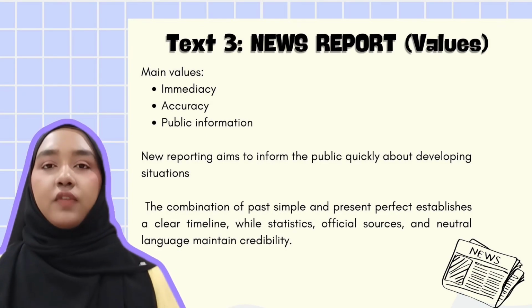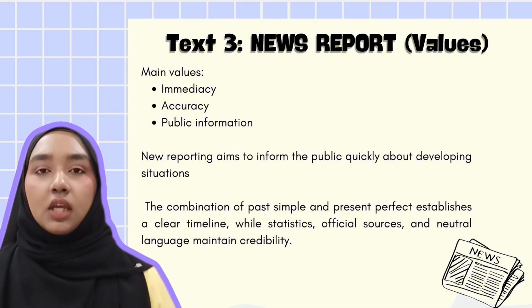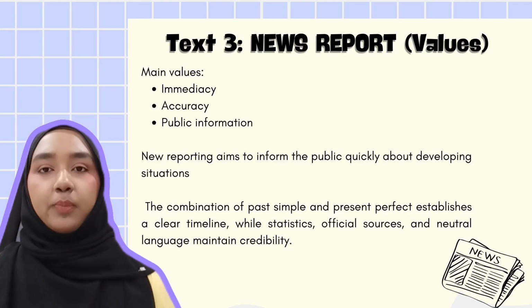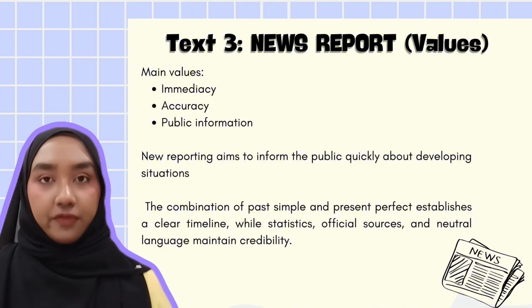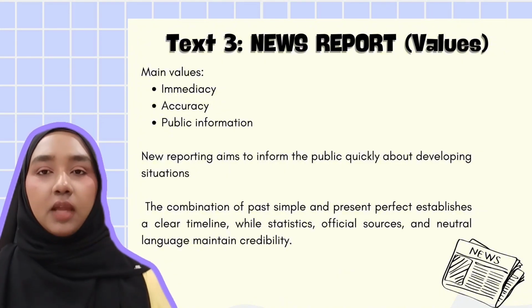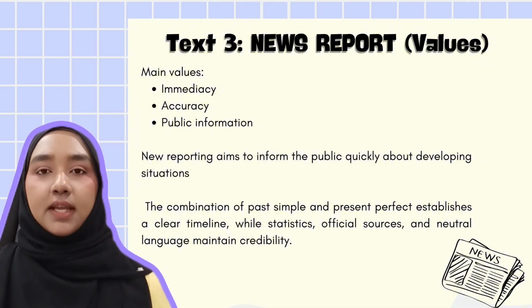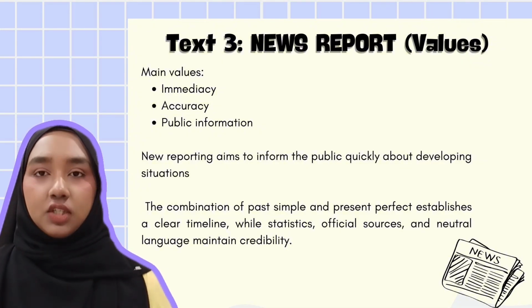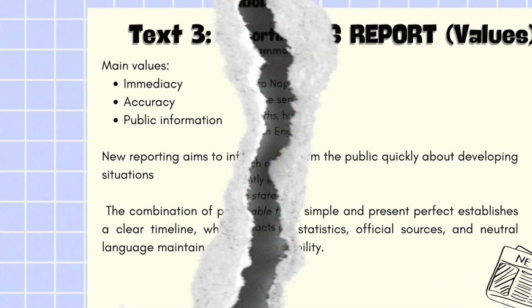The most important value in this step is immediacy, followed closely by accuracy. News reporting aims to inform the public quickly about developing situations. The combination of past simple and present perfect establishes a clear timeline, while statistics, official sources, and neutral language maintain credibility. Accessibility is present but secondary, as clarity is achieved through structure rather than simplified language.